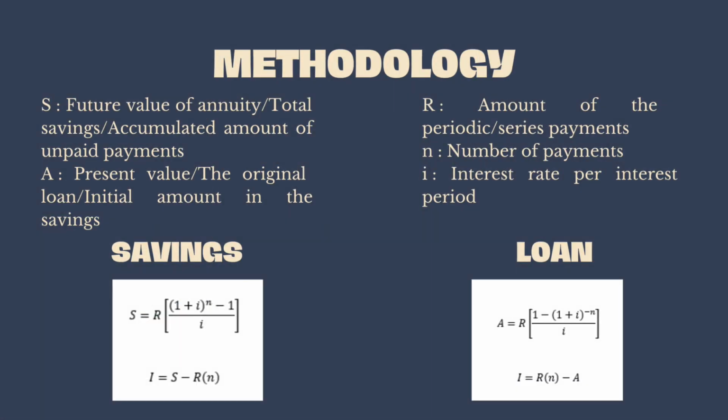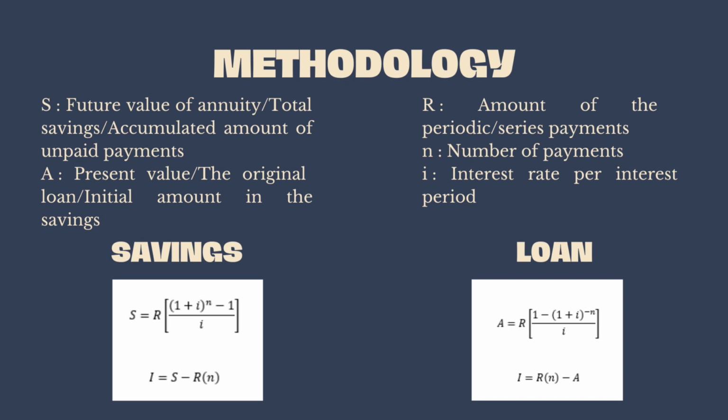So, for this part, we should know what is S, what is A, what is R, what is small letter n, and what is small letter i. For the first, S is the future value of annuity, total savings, and accumulated amount of unpaid payments. A is the present value of annuity, the original loan and initial amount in the savings. Third, R is the amount of the periodic or series payments. Small letter n is the number of interest periods or payments. And the last one, small letter i, is the interest rate per interest period.